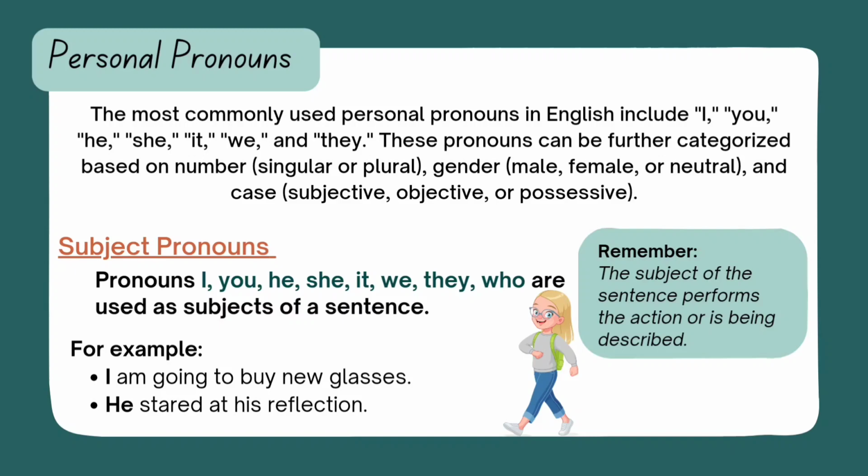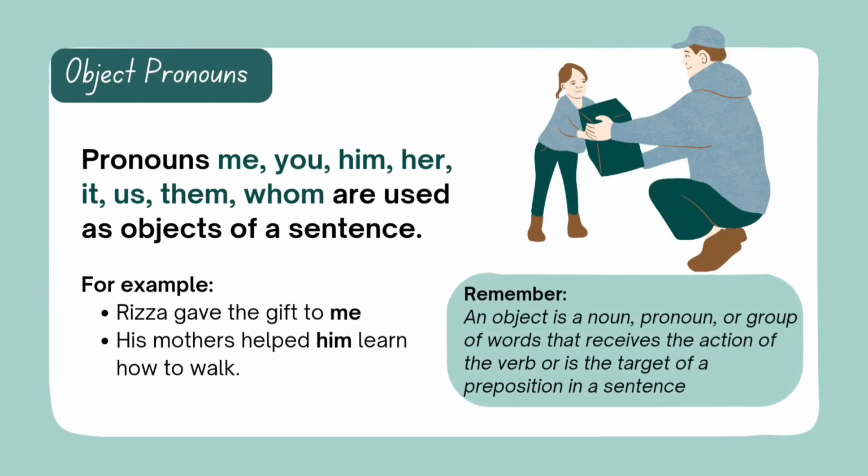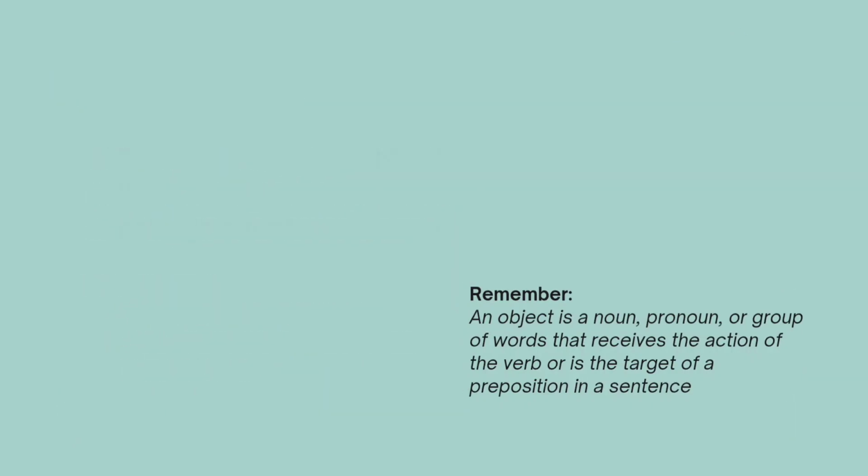Subjective pronouns. Pronouns I, you, he, she, it, we, they, who are used as the subject of the sentence. Example, I am going to buy new glasses. He stared at his reflection. Object pronouns. Pronouns me, you, him, her, it, us, them, whom are used as the object of a sentence. Example, Riza gave the gift to me. His mother helped him learn how to walk.